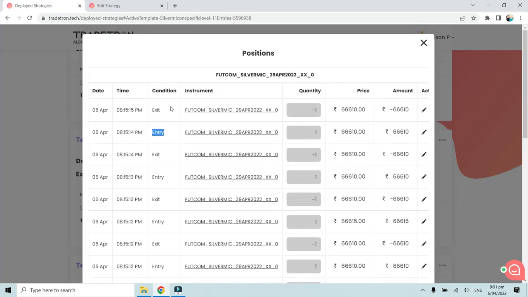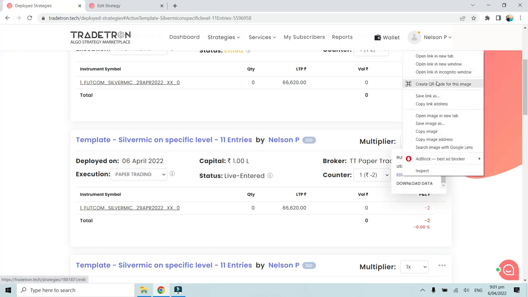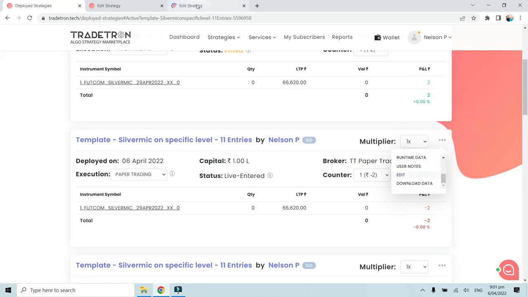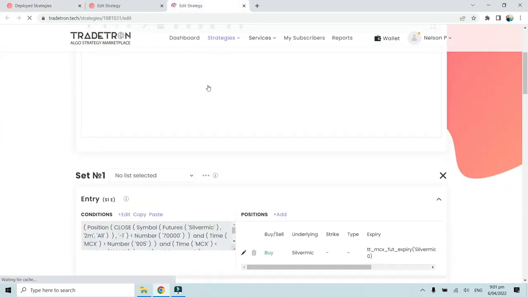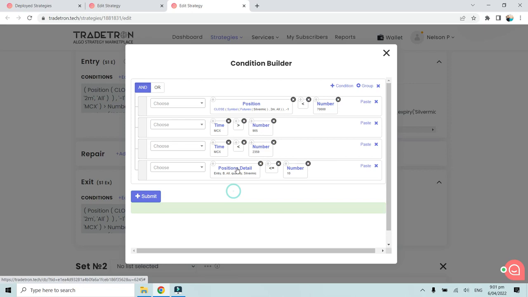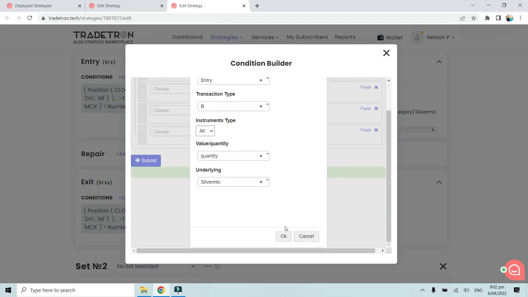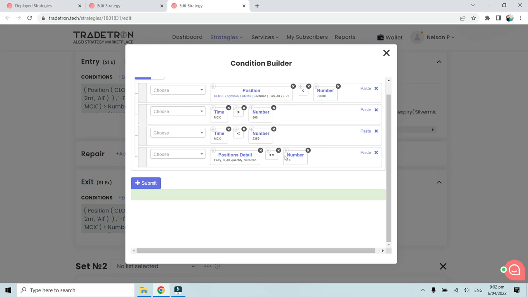So we have restricted the number of entries for the strategy to 11, and beyond that, even if the condition is true, it will not take any trade. We will see how we have restricted this entry. We go to the edit page of this strategy, and we can see that even though the conditions are the same, we have used this condition of positions detail. In positions detail, we have said the entry of buy position of this silver mic underlying should be less than or equal to 10.